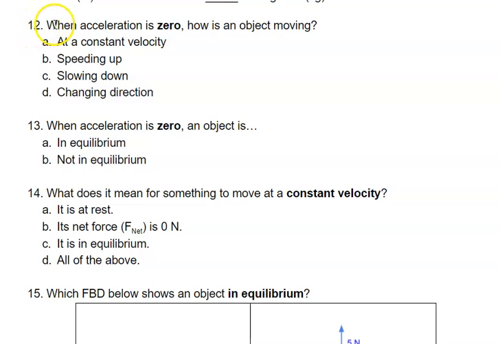Number 12. When acceleration is 0, how is an object moving? A. At a constant velocity. B. Speeding up. C. Slowing down. Or D. Changing direction. Number 13. When acceleration is 0, an object is A. In equilibrium, B. Not in equilibrium.